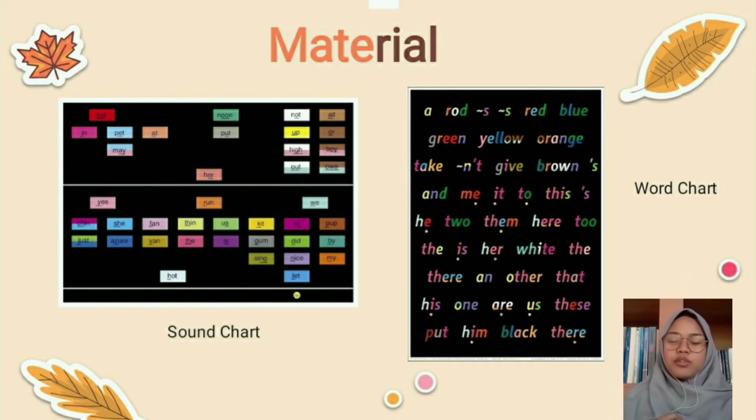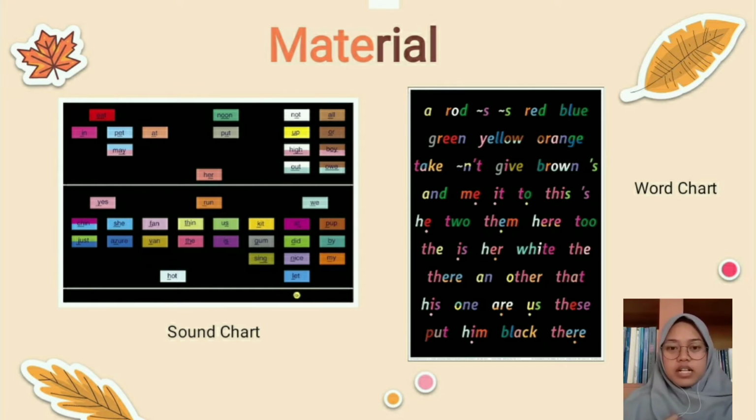So I'm going to continue my friend's presentation about the Silent Way method. But before I start, I will introduce myself first. My name is Izza Asma Amanina. My student number is A320200143 and I'm from Class D. So the next slide talks about the materials of the Silent Way method.